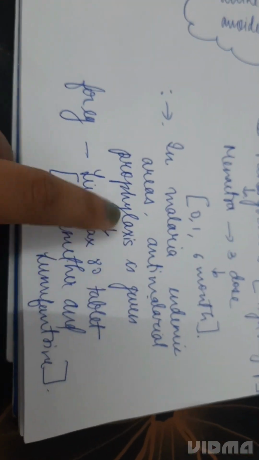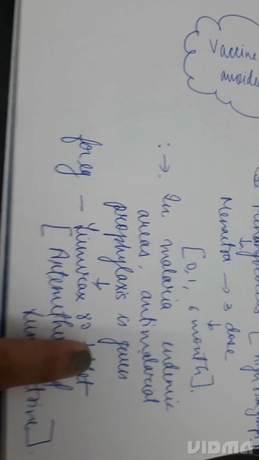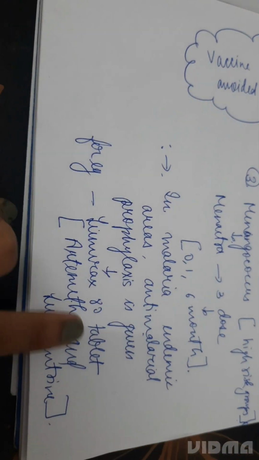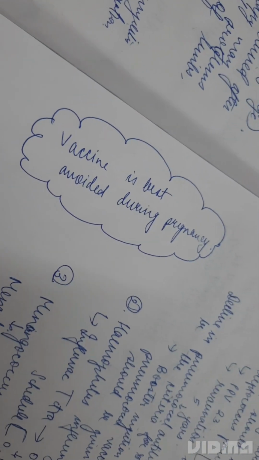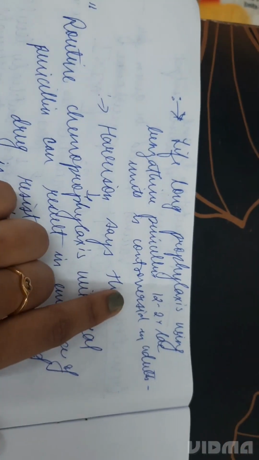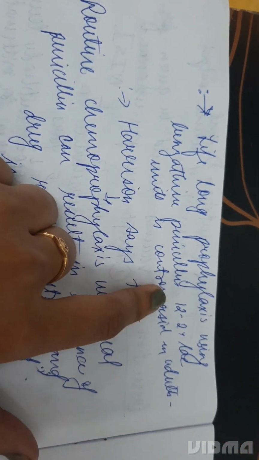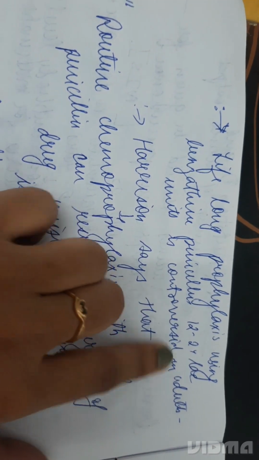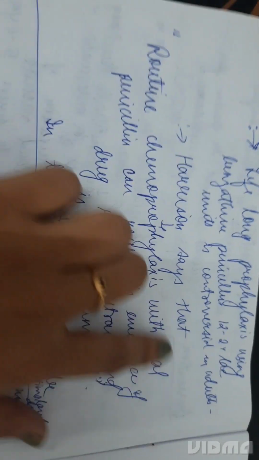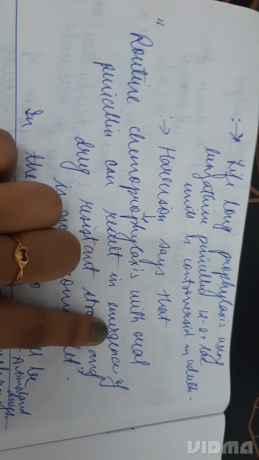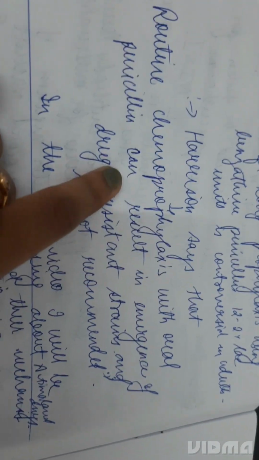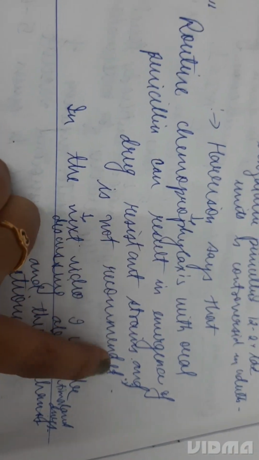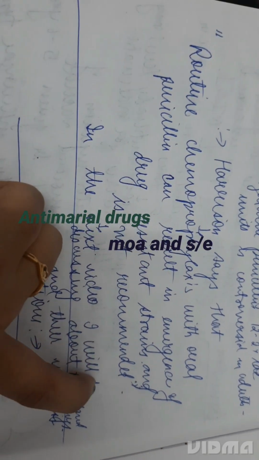In malaria endemic areas, anti-malaria prophylaxis is given as we discussed earlier, for example Lumerax 80 tablet, artemether and lumefantrine. Vaccine is best avoided during pregnancy. Lifelong prophylaxis using benzathine penicillin, 12 to 24 lakh units, is controversial in adults. Harrison says that routine chemoprophylaxis with oral penicillin can result in emergence of drug-resistant strains and is not recommended.